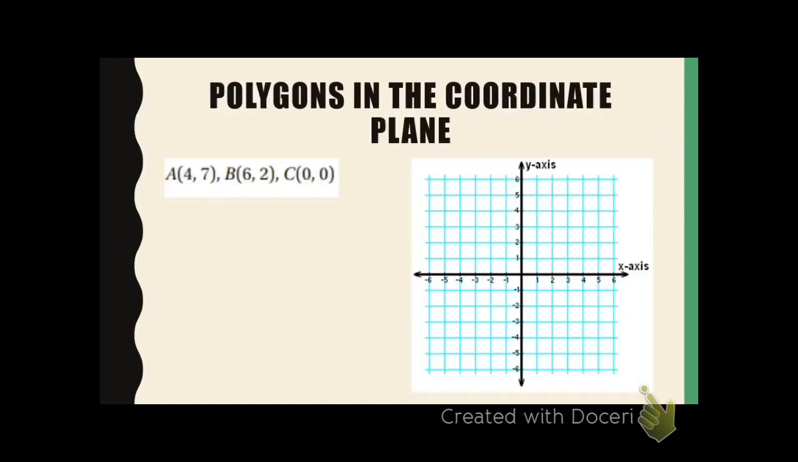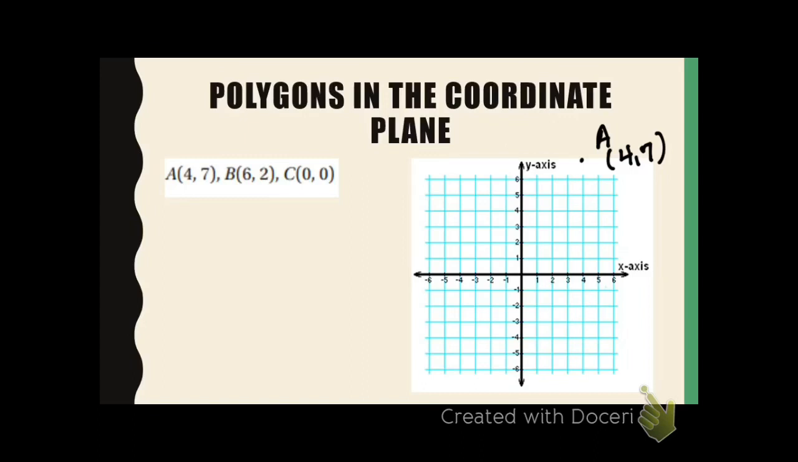All right, now polygons in the coordinate plane. All you're going to do is plot the points and connect the lines. Okay, so let's go ahead and do that. A is 4, 7. So I go over to 4, up to 7, and my number line, I'm going to put the 7 right here. Now, don't forget to label it. A, 4, 7.